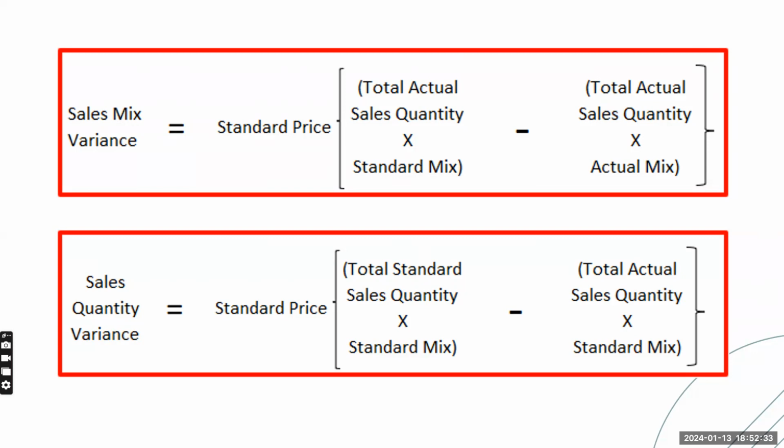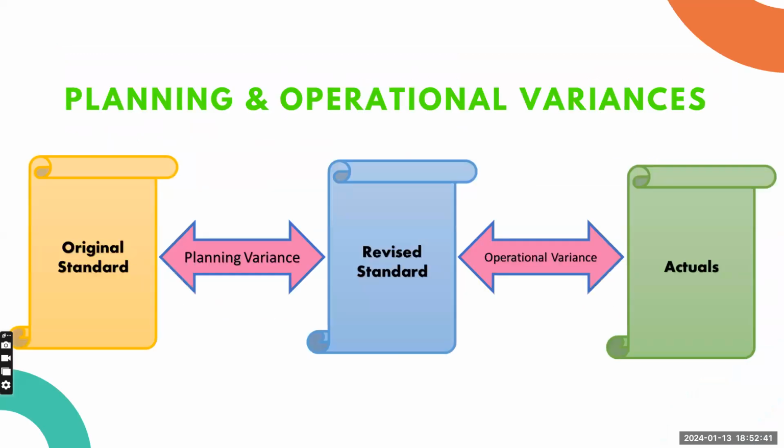So those are the sales variances. So we will be doing a past paper question at the latter part of the session. So we are not doing questions here and there. Right. Now we are getting on to the documentation. So what is this? In addition to cost and sales variances, there is another variance which we call planning and operational variances.